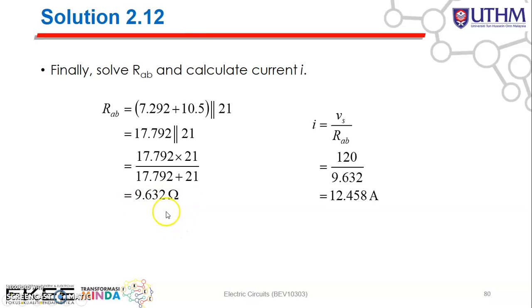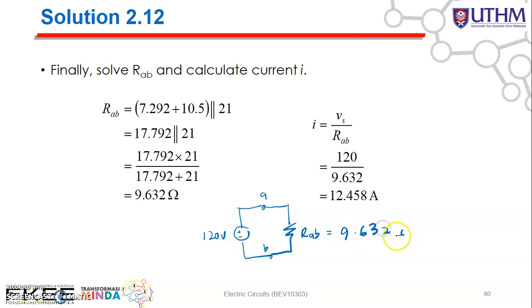Okay, so based on the RAB, you can find your I. Your equivalent circuit is like this. You have a circuit with the supply here. Your supply is 120 volt. You have point A and point B, and it is connected to the RAB, where your RAB now is 9.632 ohm. So you need to find the value of I.